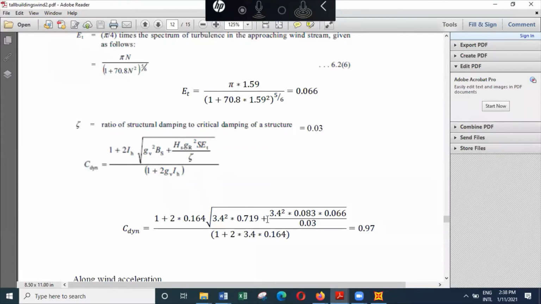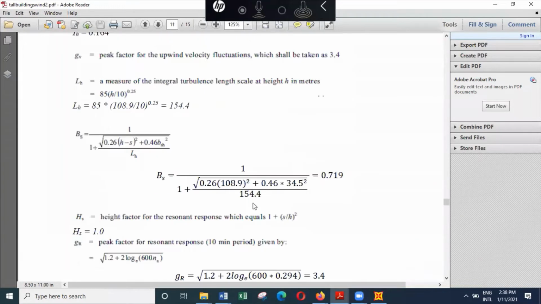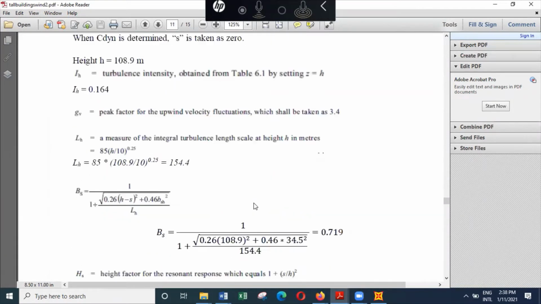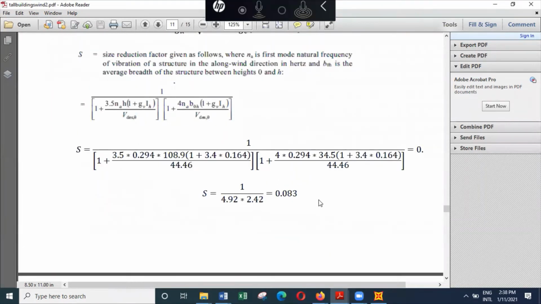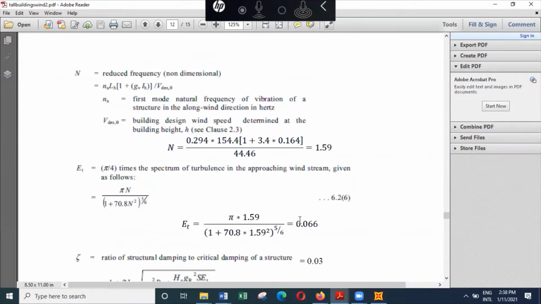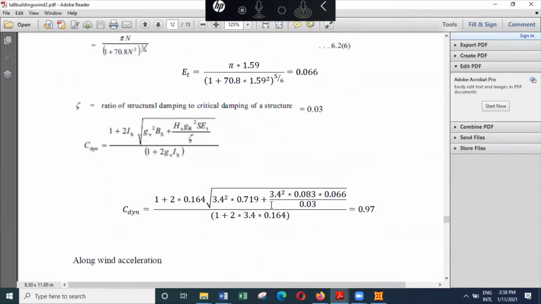Now we can substitute in all the values. GV is 3.4. We calculated BS as 0.719, SS as 0.083 and ES as 0.066. So in this particular example, GV and GR both are 3.4 and the damping ratio is 0.03. Then when you calculate the C dynamic value, we get a value slightly less than 1.